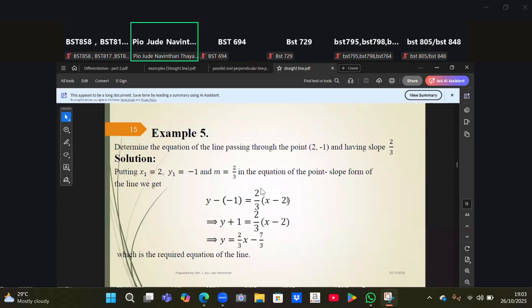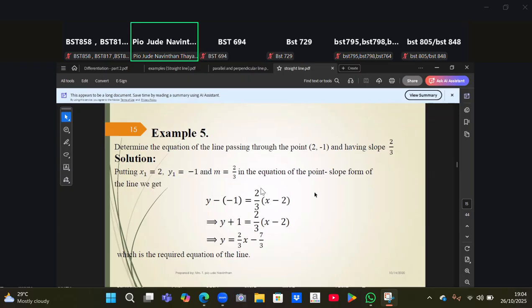X minus, what is your x1? That is 2. After that, you need to simplify. That is your part, right? This is my part, this is your part. So y minus y1 equals 2 by 3, we can say the same, no? X by x minus 3. Then we need to simplify. We need y is equal to 1.